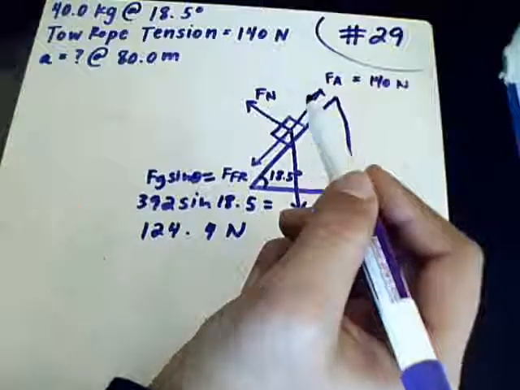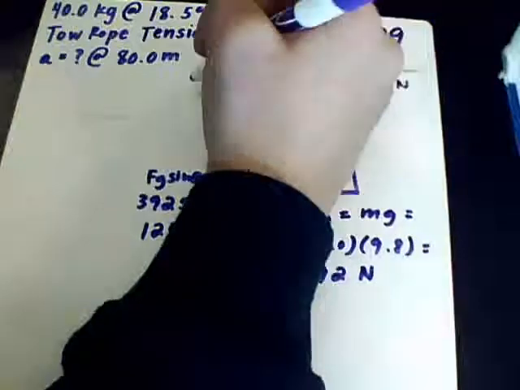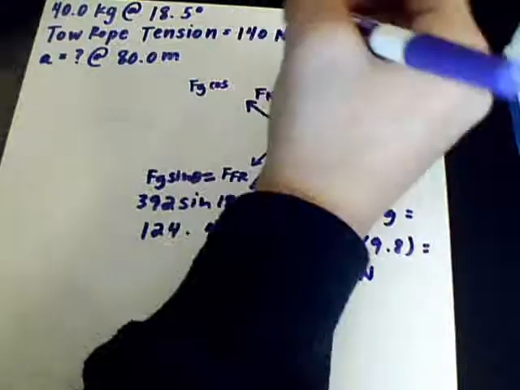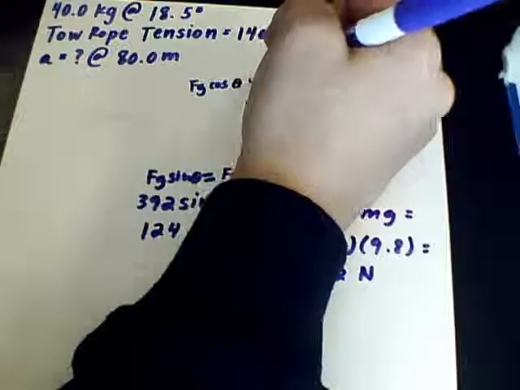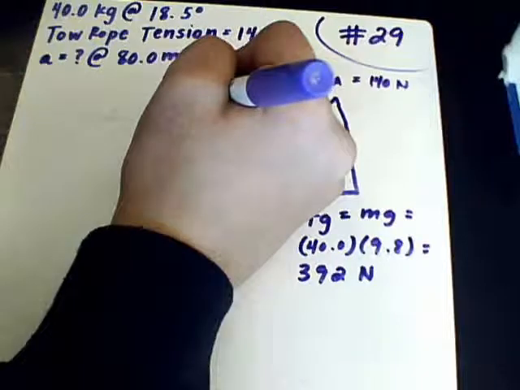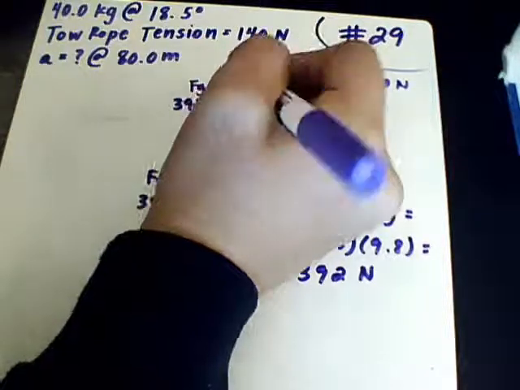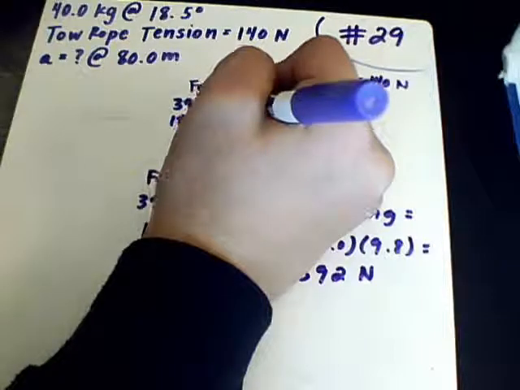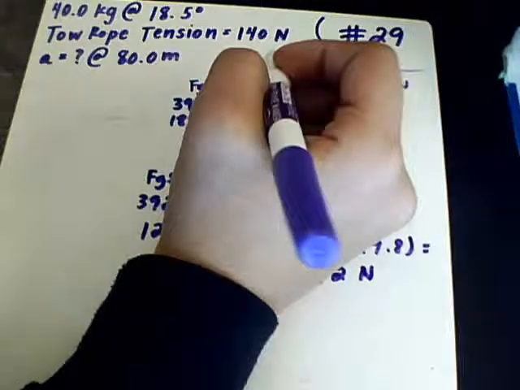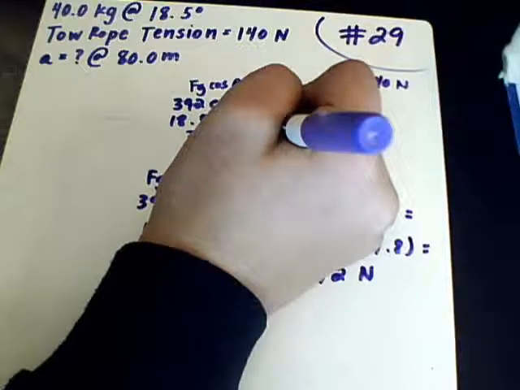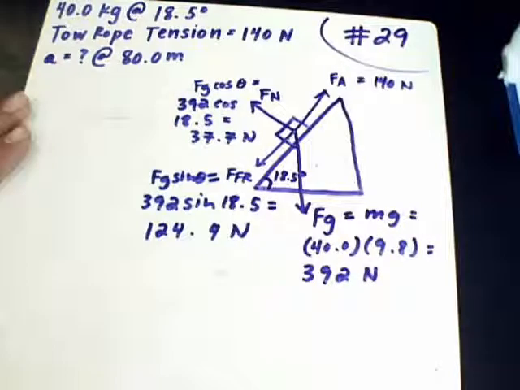And our F of N is force of gravity cosine theta, which is equal to 392 cosine 18.5, and that is equal to 37.7 newtons. Alright, now we're going to start solving our problem.